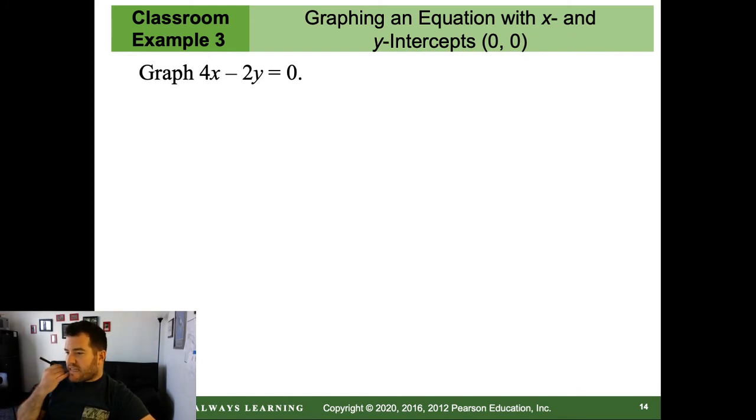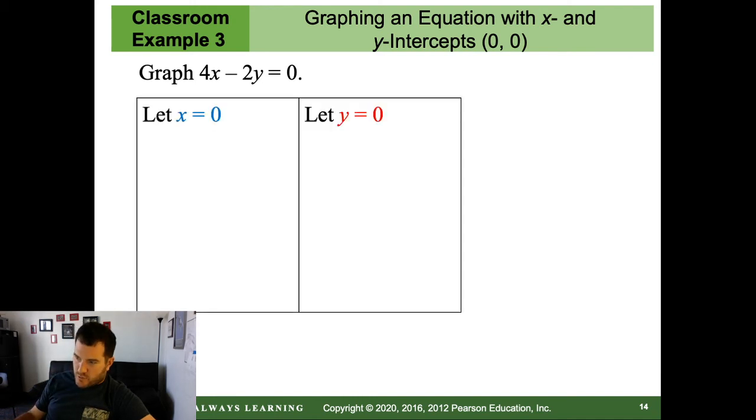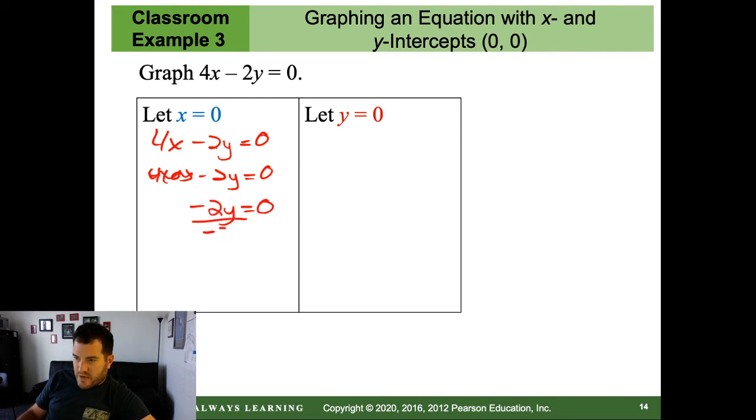So I was going to make this an example in class that you guys were going to try to figure out, but let's take a look at this one. So I have 4x minus 2y is equal to 0. If I let x be 0, right, I have 4 times 0 minus 2y equals 0. This goes away, so I have minus 2y is equal to 0. Divide both sides by negative 2, so I get y is equal to 0. So what is my point? My x is 0, and my y is also 0. So I have the point (0, 0).